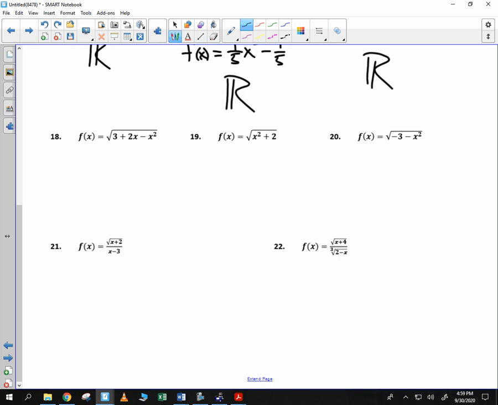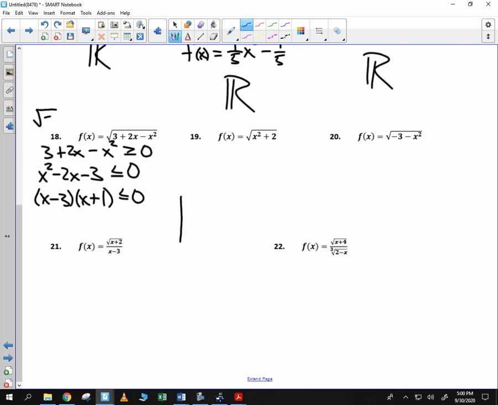Square root problem. I have to make sure that I don't take the square root of a negative. So 3 plus 2x minus x squared must be greater than or equal to 0. Ooh, good thing we had that problem on your last test. I'm going to multiply through by a negative. X squared minus 2x minus 3 is less than or equal to 0. We're wondering, when is that less than or equal to 0? Let's consider the graph x minus 3, x plus 1, less than or equal to 0. If you think about that, it crosses through 3 and negative 1.